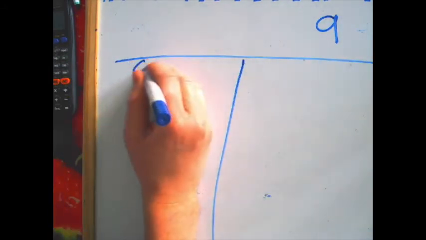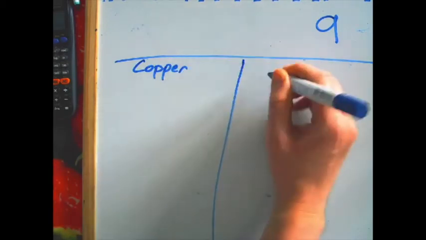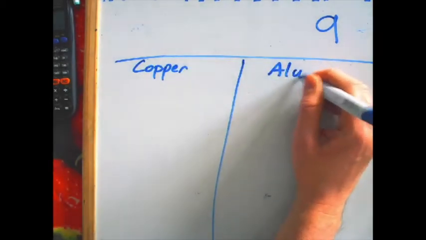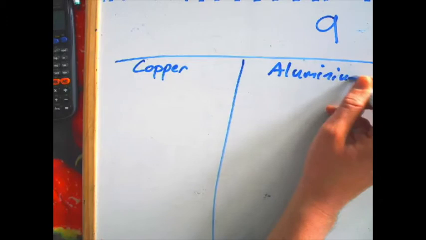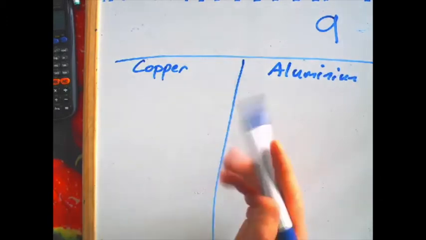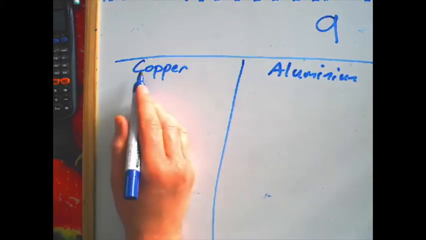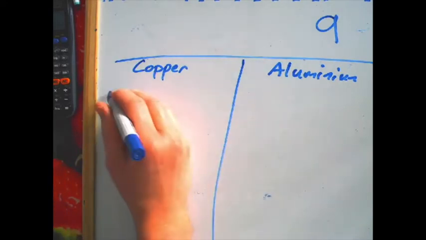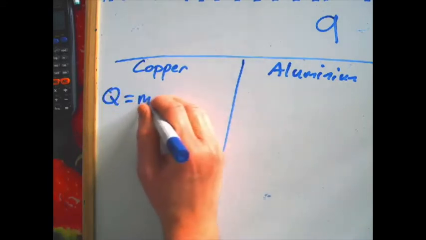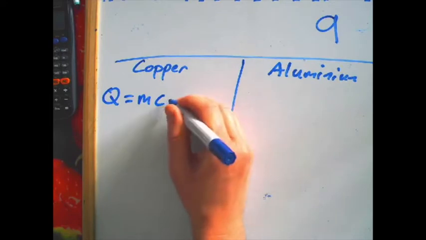So what I'm going to do for this one, I'm going to just divide my page into a giant T, because we're looking for copper versus aluminium. We don't have to use subscripts really yet. We could do, but we don't. This isn't a linked system. These are two separate occurrences. So let's do the copper over here, aluminium over here.